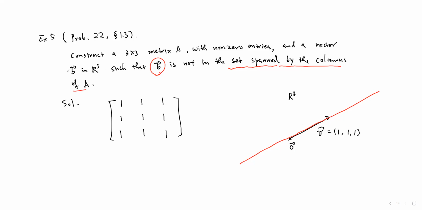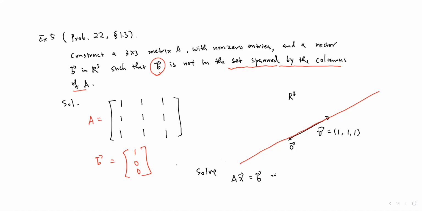About B, there is no requirement about its entries. B, the entries can have 0. So this is A. B, I don't think this vector is on this line. Why is B not on this line? Solve this equation.